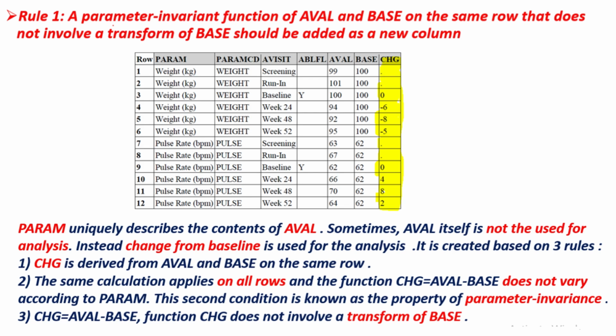1. CHG is derived from AVAL and BASE on the same row. 2. The same calculation applies on all rows, and the function CHG equals AVAL minus BASE does not vary according to PARAM. This second condition is known as the property of parameter invariance. 3. CHG equals AVAL minus BASE. Function CHG does not involve a transform of BASE.